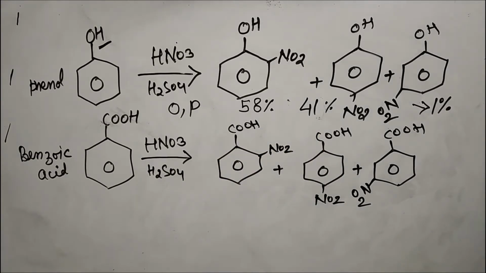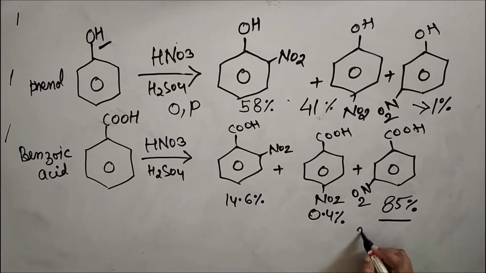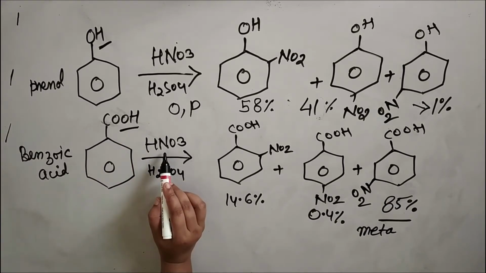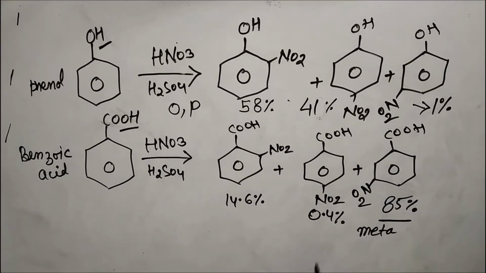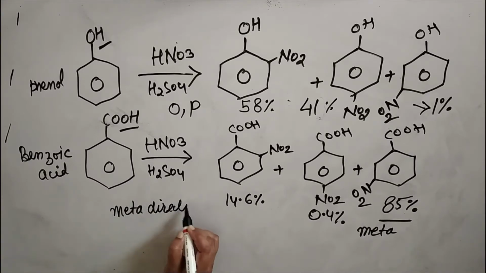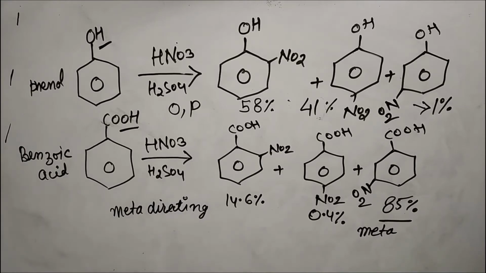Let's see the next case in which benzoic acid is there. Here you can see if COOH group is there, 85% meta product is obtained, meta nitro. So it means that COOH group will direct the NO2 group to go to meta position. Remaining para product is just 0.4% and ortho product is 14.6%. So we can say that the carboxylic group is a meta-directing group. Why meta-directing group? Because it will direct the other functional group to go at meta position, just like NO2.